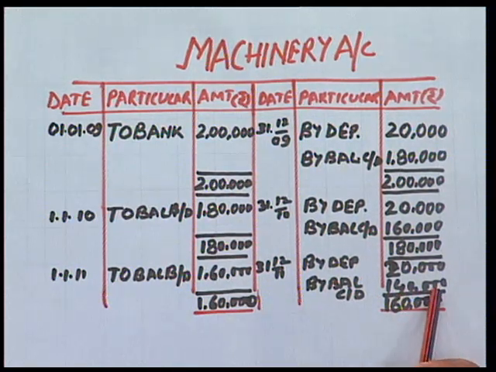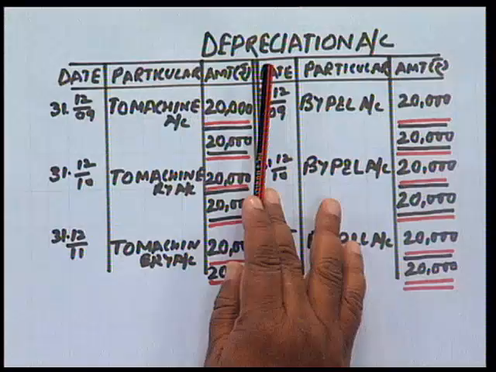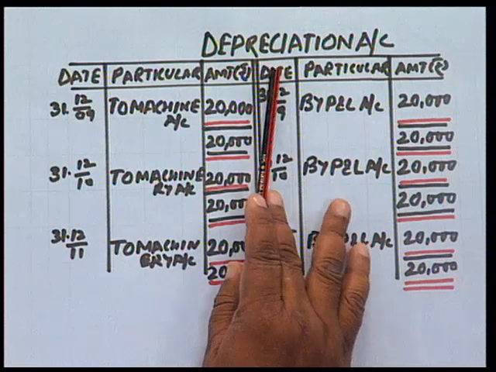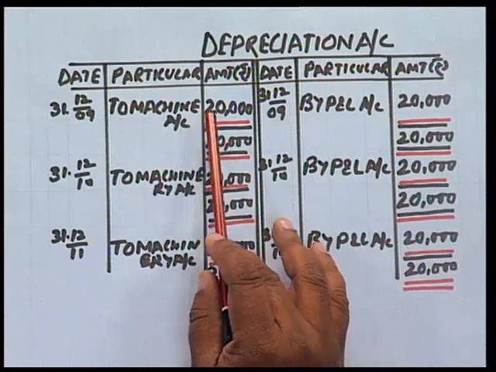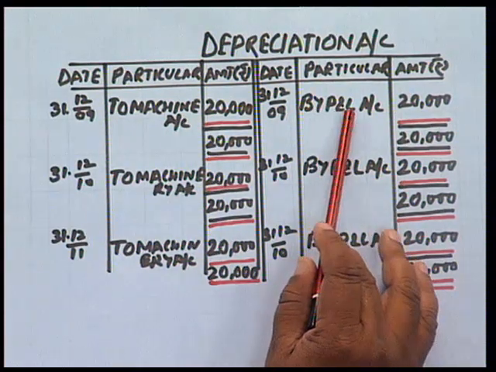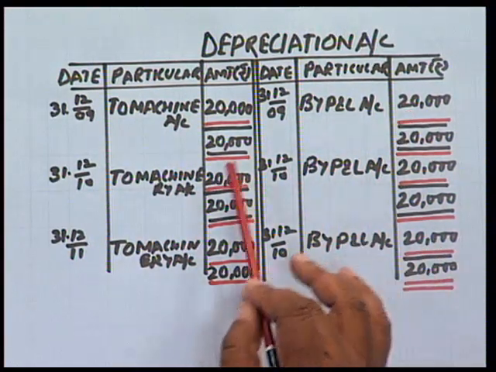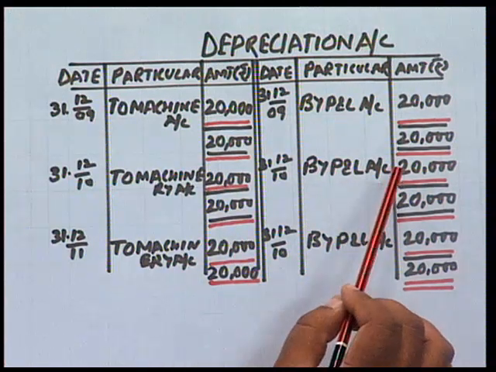So what we see here, that under this method, when we are transferring the depreciation to asset account, the value of asset is declining every year with the amount of depreciation. Now let us see how we prepare the depreciation account. In the depreciation account, we are transferring the depreciation at the end of the year to machinery, and every year depreciation will be transferred to profit and loss account. So every year depreciation will be transferred to profit and loss.